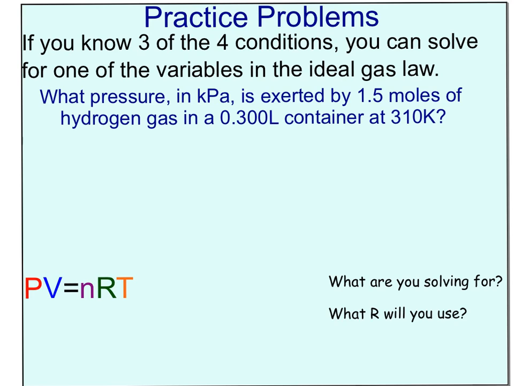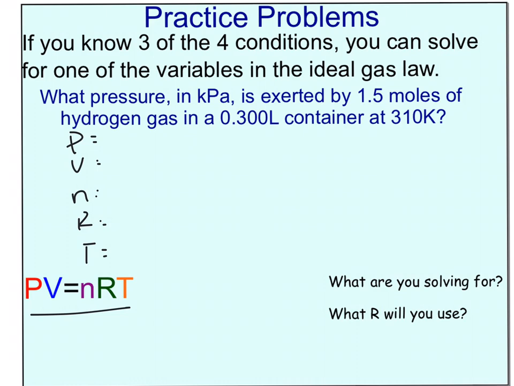So what we have here would be a typical ideal gas law problem. Our question is, what pressure in kilopascals is exerted by 1.5 moles of hydrogen gas in a 0.300 liter container at 310 Kelvin? Because there's so many variables involved, I think for this one you almost have to make the list on the side, figure out what is what, and then go ahead and plug it in. So I've got my ideal gas law down here, PV equals nRT. Over here I'm going to put P, V, n, R, and T, and then go through my problem and figure out what is what.